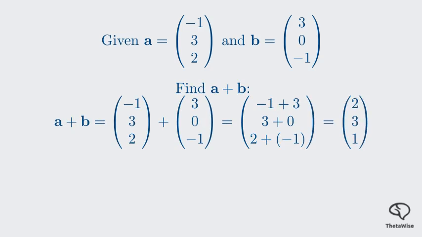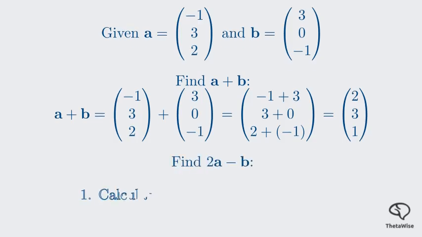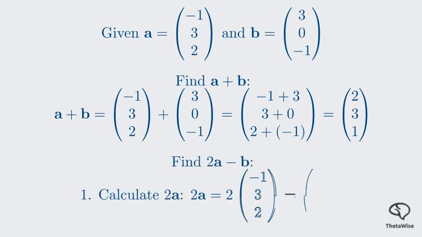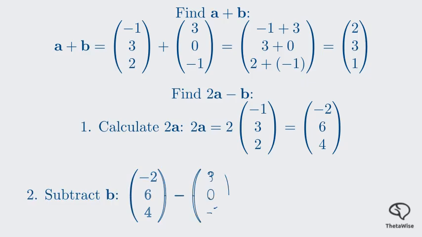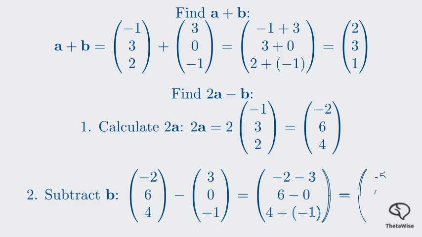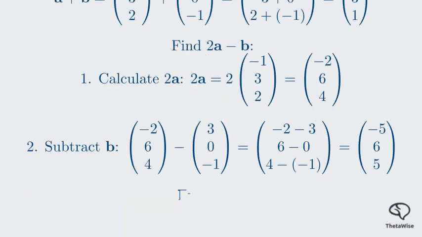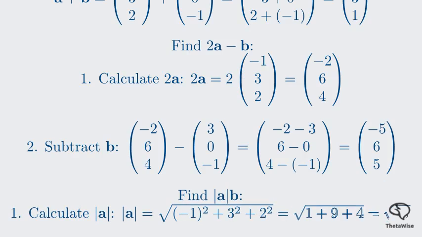Now let's try a more complex operation. 2a minus b. First, we calculate 2a by multiplying each component of a by 2. This gives us 2, 6, 4. Next, we subtract b from this new vector. That's 2 minus 3, which is negative 1, 6 minus 0, which is 6, and 4 minus 1, which is 3. The final vector is negative 1, 6, 3. Finally, let's find the product of a scalar magnitude and a vector, magnitude of a times b. Remember, the magnitude of a vector is a scalar number, so this is a scalar multiplication.